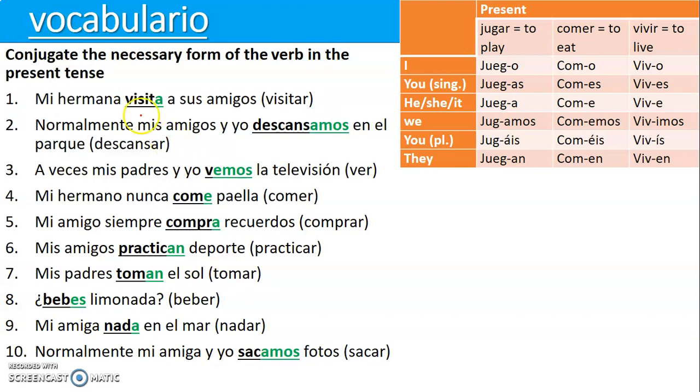And then here are your answers. So we went through this one. Mi hermana visita a sus amigos. This is normally my friends and I. So if it's my friends and I, it's going to be we. And it's an AR verb, so descansamos en el parque, so that means normally my friends and I relax in the park.